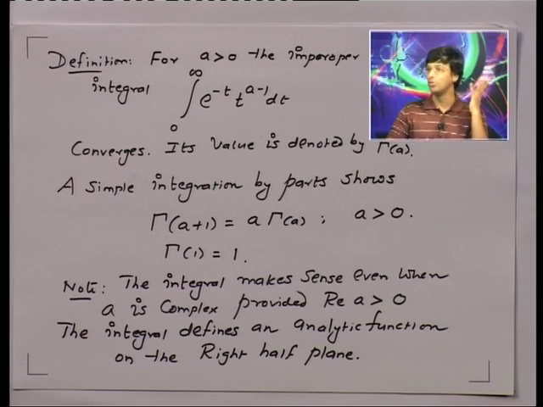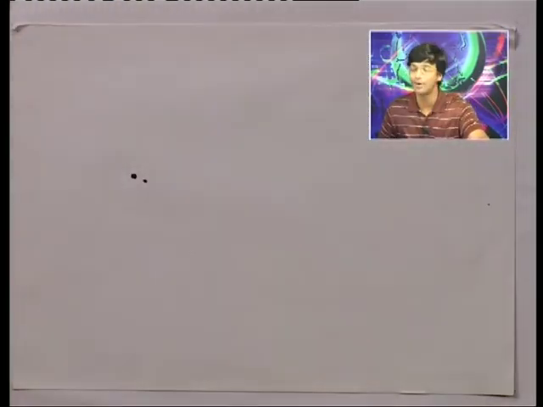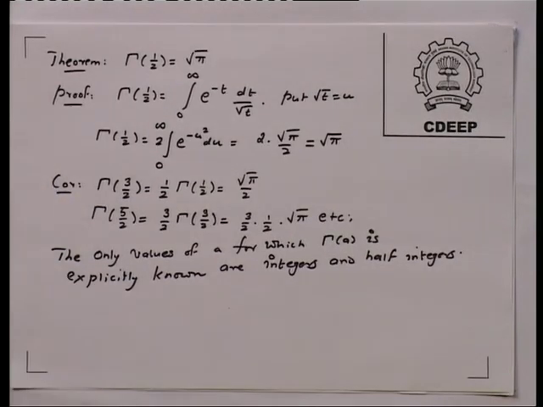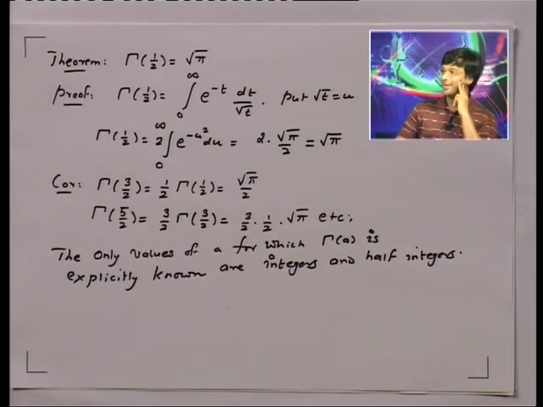That is the first thing that you notice. So you have an analytic function on the right half plane that satisfies the properties gamma of a plus 1 is a gamma a and gamma of 1 equal to 1. What else did you say you know about the gamma function? Gamma of half equal to root pi. Here it is, something that is familiar to many of you.